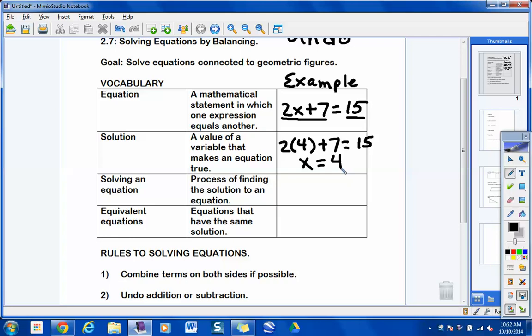This is where the phrase undo stuff comes into play. You're going to do a lot of undoing, or you might see the word inverse somewhere. Undo stuff, where there are a lot of inverses.